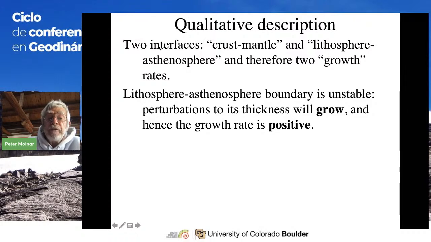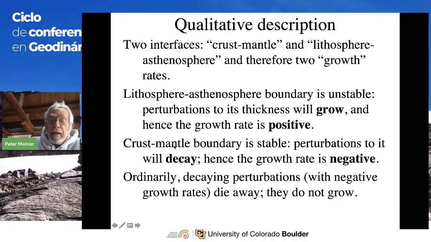So taking this a little further, we have two interfaces. We have a crust-mantle interface and a lithosphere-asthenosphere interface. And so we have two growth rates to the perturbations. If we perturb the depths of these interfaces, they'll be disturbed and there'll be a response. It's a viscous process, and they will grow, though one of them will grow negatively. The lithosphere-asthenosphere boundary is unstable. The mantle lithosphere is more dense than the asthenosphere, so a perturbation to its thickness will grow, and hence the growth rate is positive. But the crust-mantle boundary is stable.